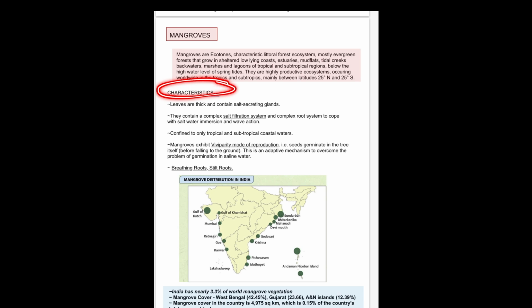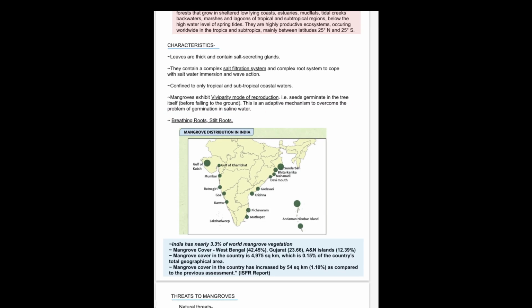So what are the characteristics of mangroves? Their leaves are thick and contain salt-secreting glands. Secondly, they contain a complex salt filtration system such that salt does not enter their body, and a complex root system to cope with saltwater immersion and wave action. They are confined to only tropical and subtropical coastal waters, and they exhibit viviparity mode of reproduction, in which seeds germinate in the tree itself before falling to the ground. This is an adaptive mechanism to overcome the problem of germination in saline waters. Clear?